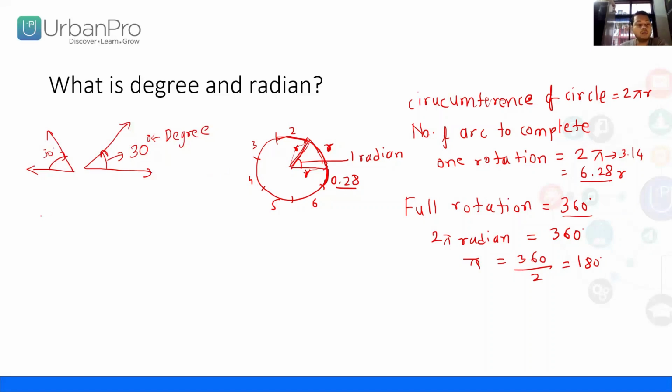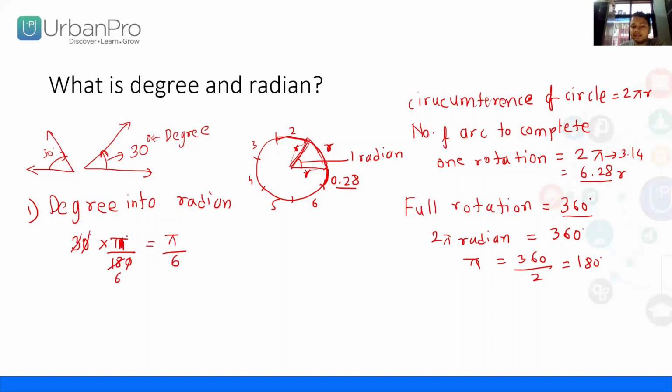Okay, now how to convert degree into radian? We will learn this. Suppose we take one angle as 30 degree. We have to simply multiply with pi upon 180. So always remember, when you are converting degree into radian, pi will be in the numerator. If you cut this, 3 ones are 3, 6 threes are 18, the value will be pi by 6.